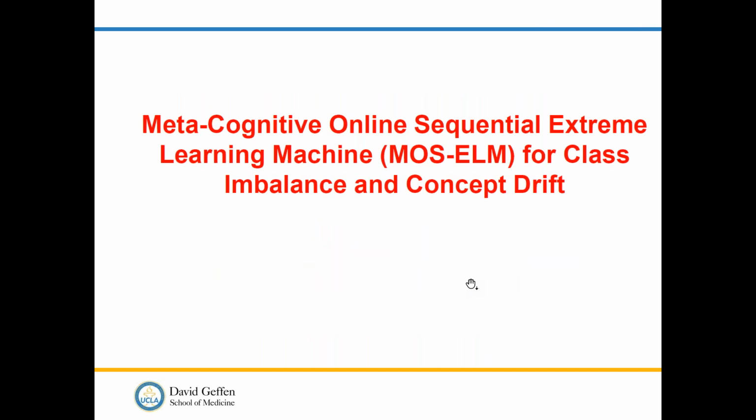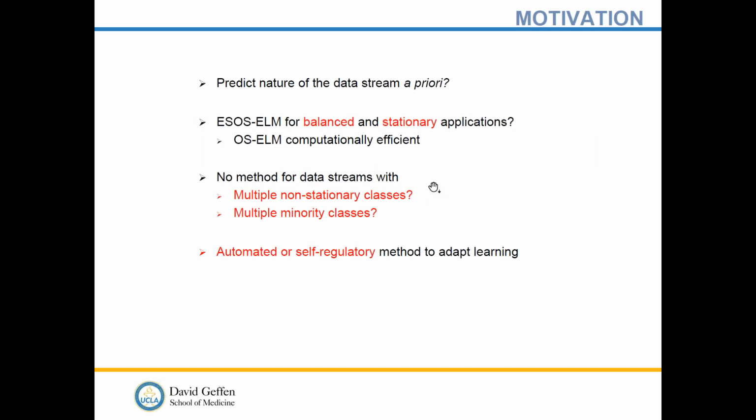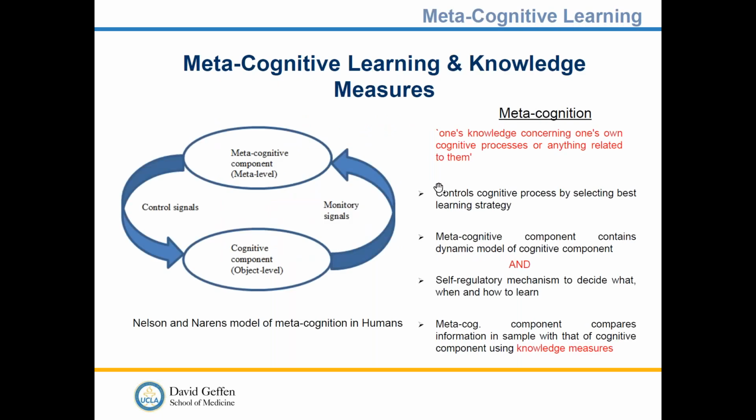So the third method that I'm going to discuss is Metacognitive Online Sequential Extreme Learning Machine, or MOS-ELM. This also tackles class imbalance and concept drift problems, but it's more of a generalized method because it can work under different conditions. I'm going to discuss it later. So the motivation behind proposing this method is that it's very difficult to predict the nature of the data stream a priori, because we don't know if the data stream is balanced or stationary.